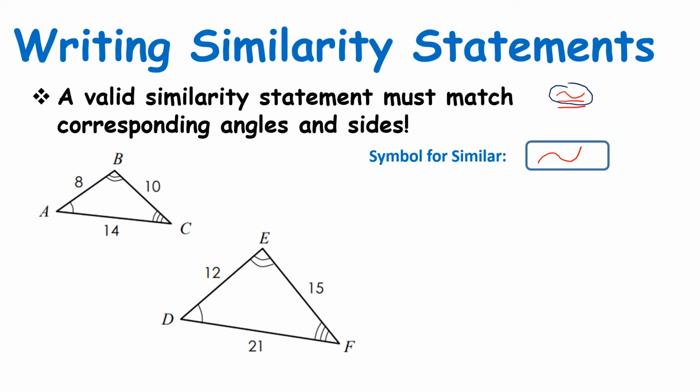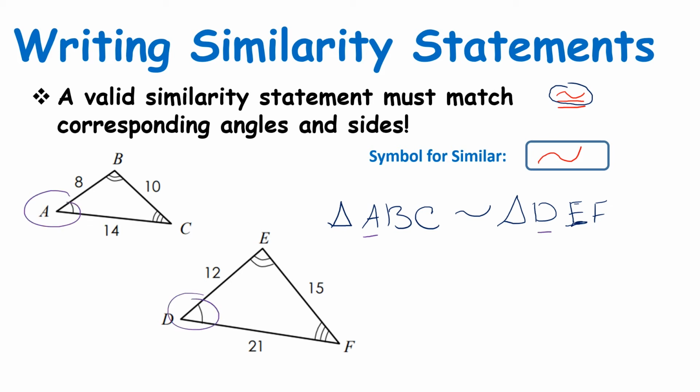All right. So a valid similarity statement for these two triangles would be triangle ABC is similar to triangle DEF. Let me fix that E a little better. Notice that A and D are in the same position, they're both first, and they both have one arc, so they are congruent. B and E, same thing, two arcs, so they're congruent. C and F, the same thing.